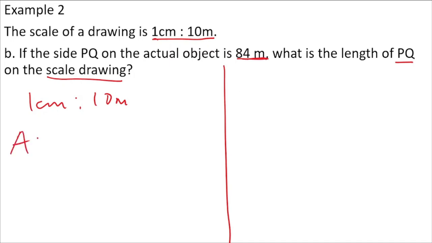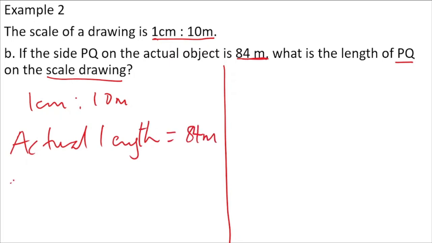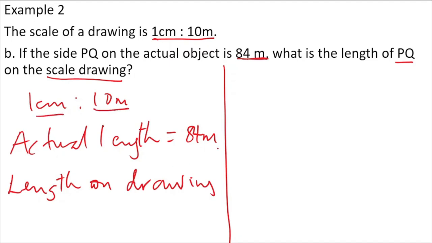Now the actual length is 84 meters, and then we need to find length on drawing. Length on drawing will then be, since we have been told that 1 centimeter represents 10 meters, so how do we now get the length on drawing? We are going to divide by 10. 84 divided by 10, which will give us what? 8.4 centimeters. I hope this is clear.